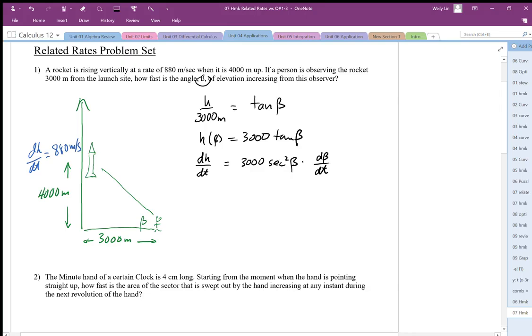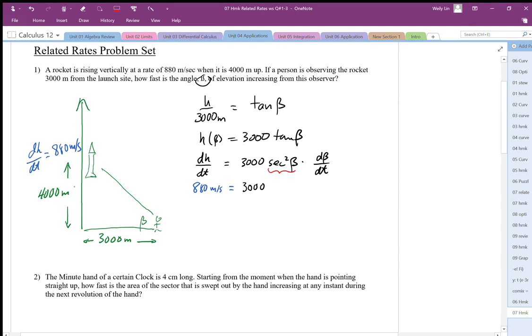So we need to know the dH by dt. Okay, so I'm just going to plug that in. So that's going to be our 880 meters per second. That's going to be equal to 3,000 times secant squared beta. Now we could work out the angle beta by using inverse trig. But really we don't want beta, we really actually want secant squared beta. Okay, so we really want that.